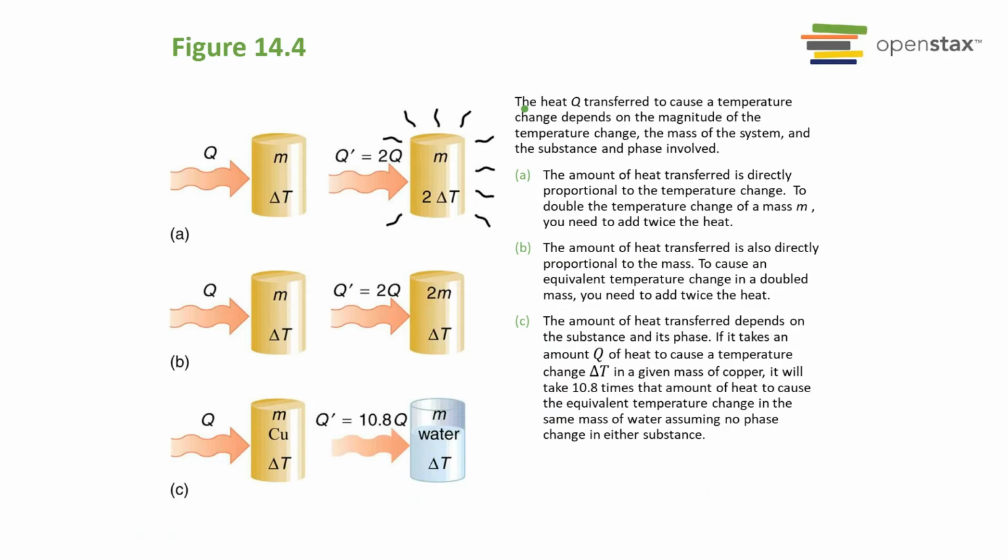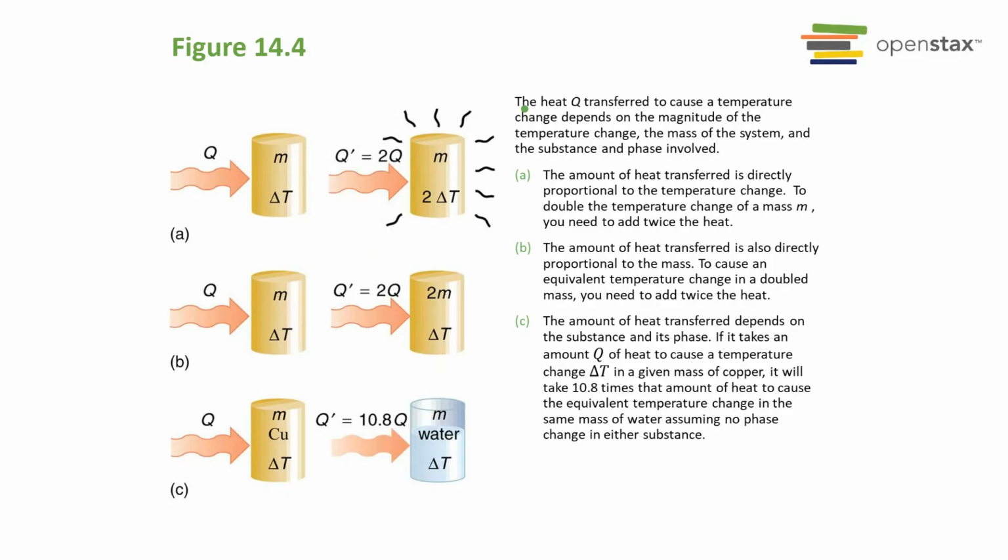To double the temperature change of mass m, you need to add twice as much heat. Okay. The amount of heat transfer is also directly proportional to the mass. So to cause an equivalent temperature change in a doubled mass, you need to add twice the heat. So we're just looking at these different figures. And then the amount of heat transferred depends on the substance and its phase.